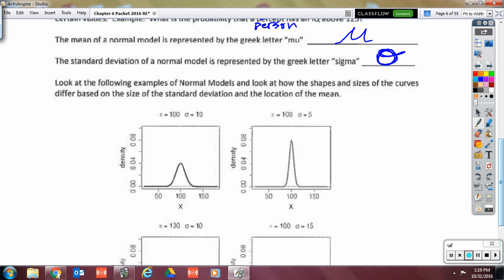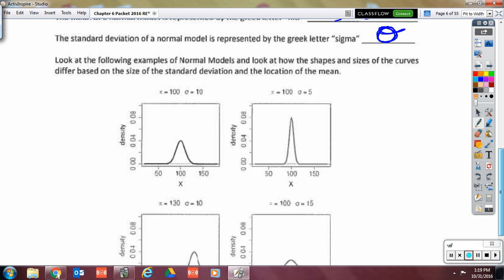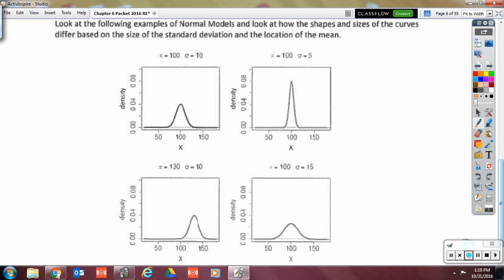They are examples of normal models, and I want you to look at the shapes of them. If we say this one is the original, it has a mean of 100 and a standard deviation of 10. That's what that one looks like. But look here. This one has a mean of 100, so the center stayed the same, but it has a standard deviation of 5. What can you tell me about a standard deviation of 5 as opposed to a standard deviation of 10? 5 away instead of 10.